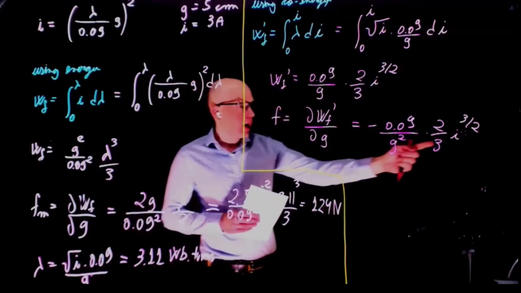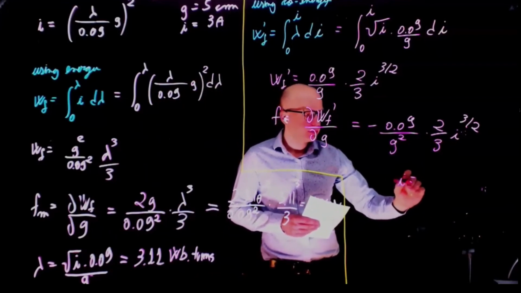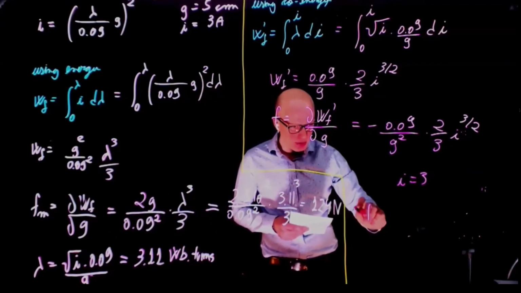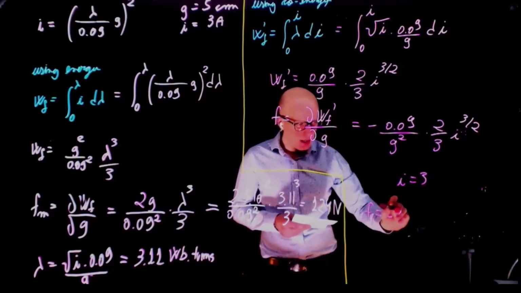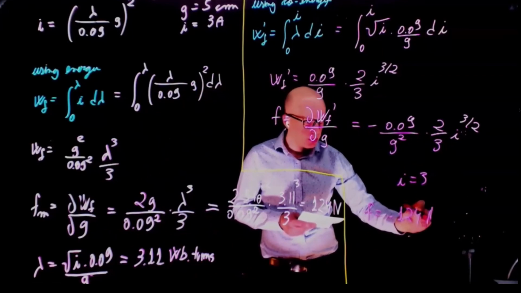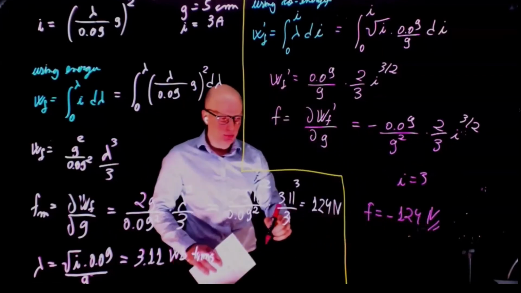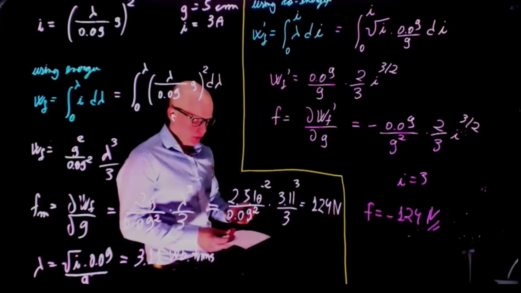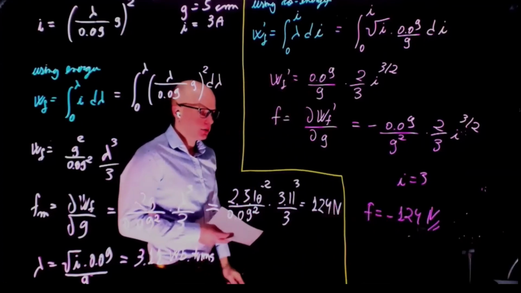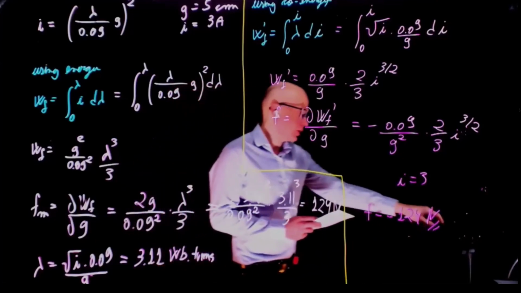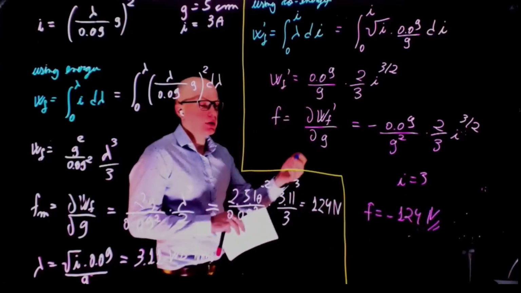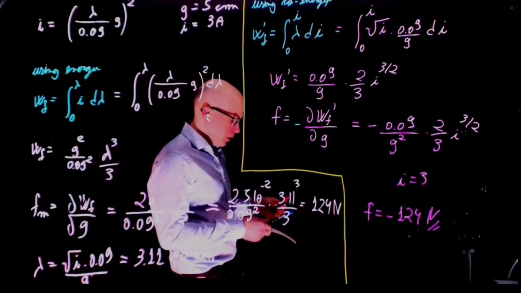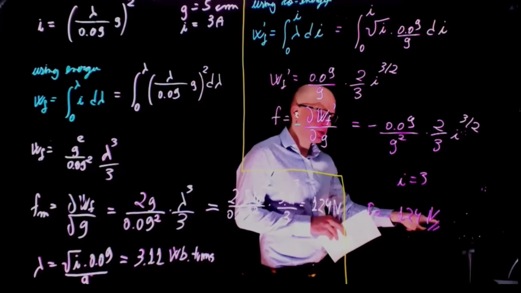Okay, I is 3 amps. G is 5 centimeters. If we replace everything here, we find the mechanical force as negative 124 newtons, which is the same we found before, but now with this negative sign. For the purpose of our study here, we can neglect the negative sign. So to avoid that negative sign, when you calculate the force, we can always add this negative sign in the definition of the co-energy. It doesn't really change much if you're only interested in the magnitude.